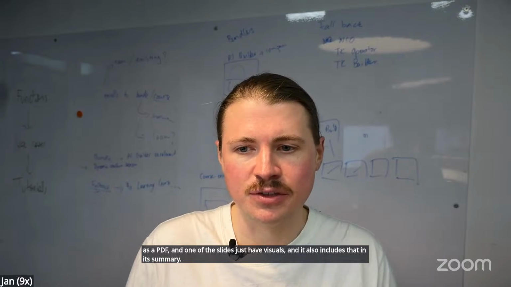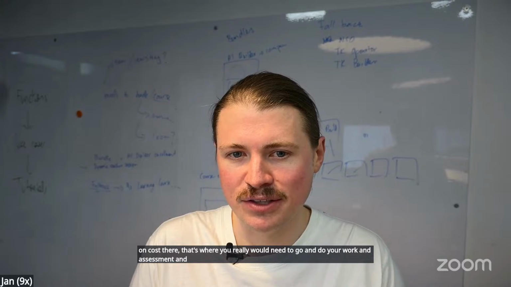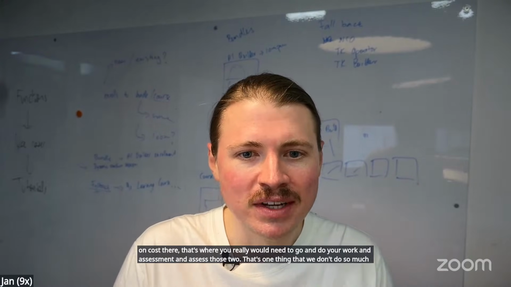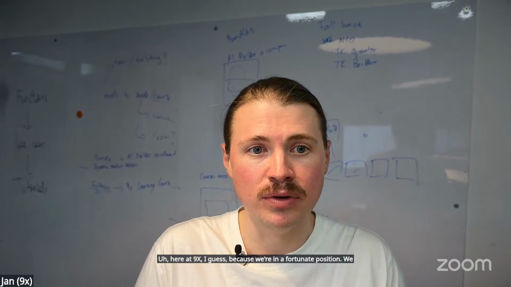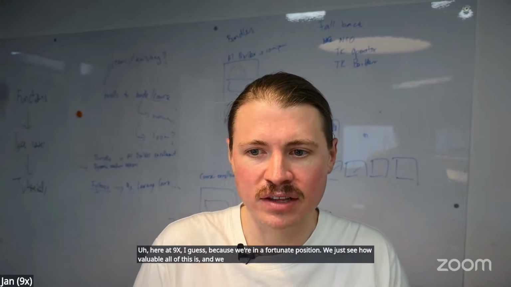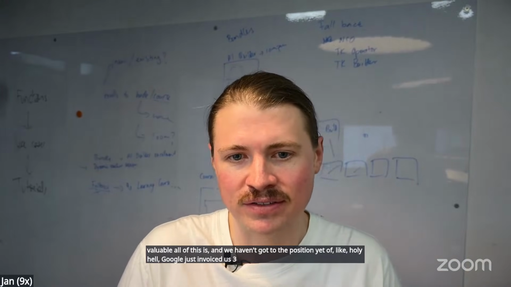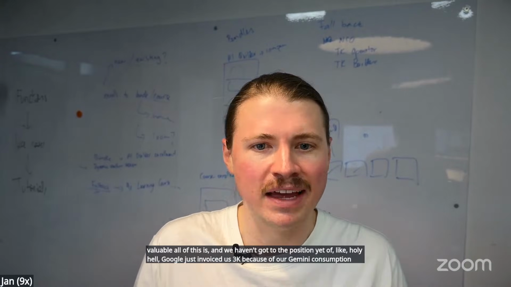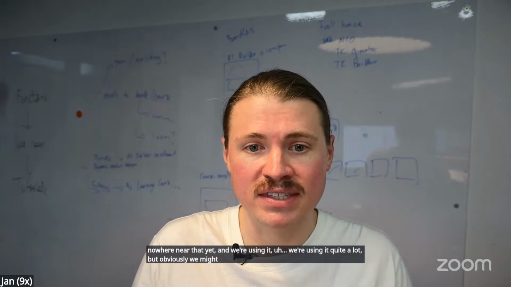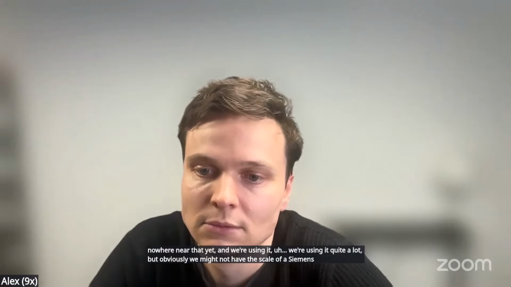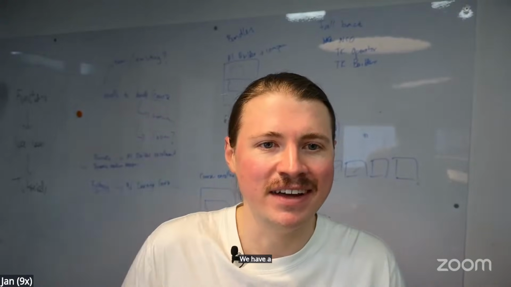On cost, that's where you really would need to do your own assessment of those two. That's one thing that we don't do so much here at 9X, because we're in a fortunate position. We just see how valuable all of this is, and we haven't got to the position yet of, holy hell, Google just invoiced us 3K because of our Gemini consumption. We're using it quite a lot, but we might not have the scale of a Siemens that's processing millions of PDFs. We have a fraction of that.